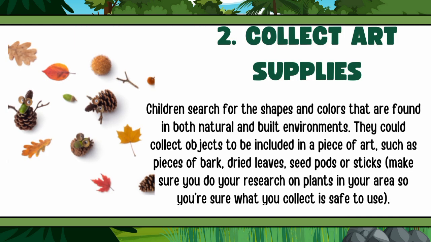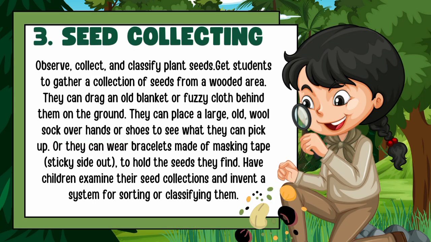The second activity is collecting art supplies. Children search for the shapes and colors that are found in both natural and built environments. They could collect objects to be included in a piece of art, such as pieces of bark, dried leaves, seed pods, or sticks. Make sure you do your research on plants in your area so you are sure what you collect is safe to use.